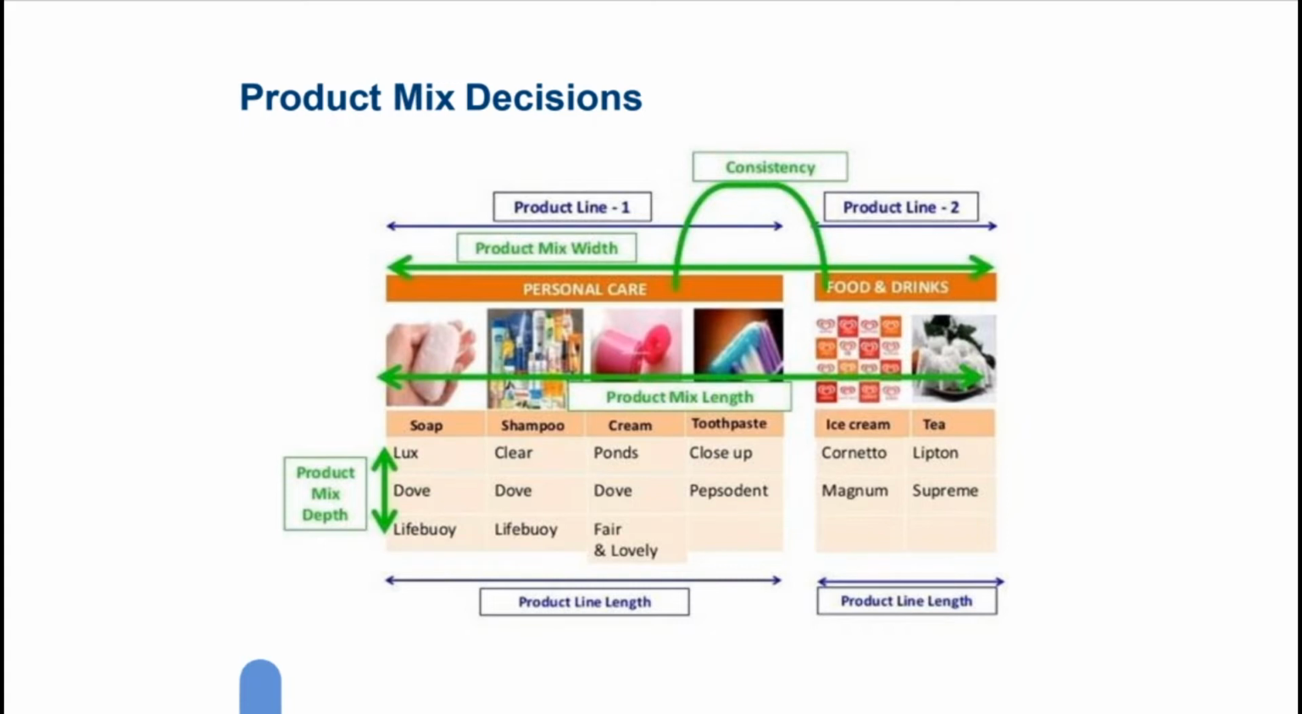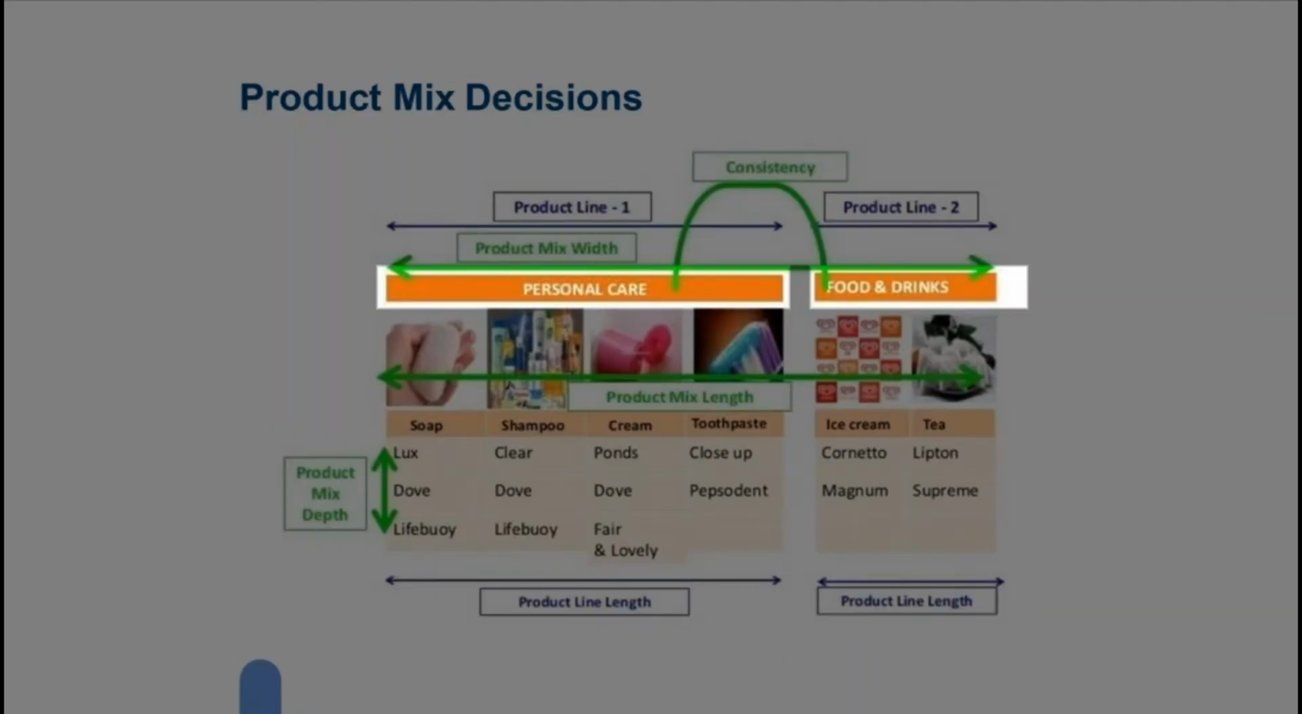So as you see from the picture, there are 2 product lines. One is the personal care line and the other is the food and drinks line. The width is the quantity of those different lines in the product mix.